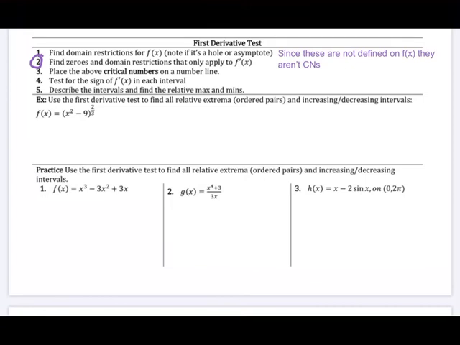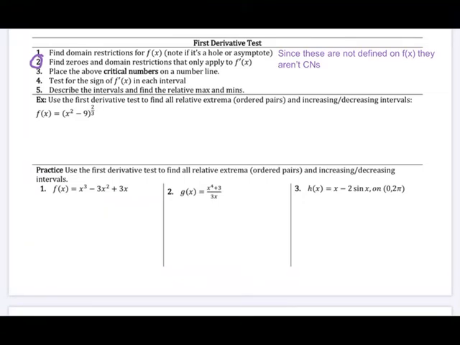Those are the values that are going to give you your critical numbers, where the derivative is 0 and where the derivative is undefined. Then you're going to create a number line, a positive-negative, or a sign chart, if you will, for those critical numbers, and you're going to test values in the derivative to figure out where the sign is changing. You can use that to identify if you have relative maxes and mins.